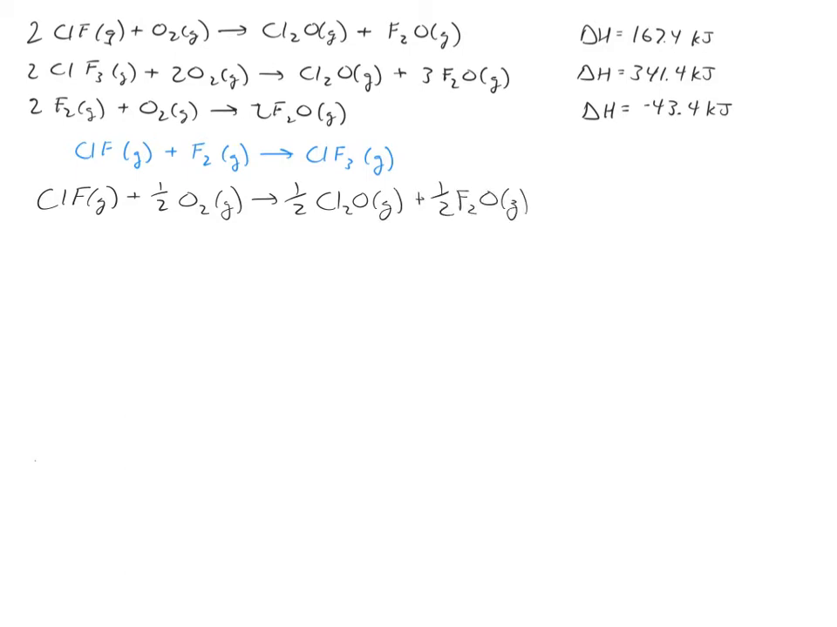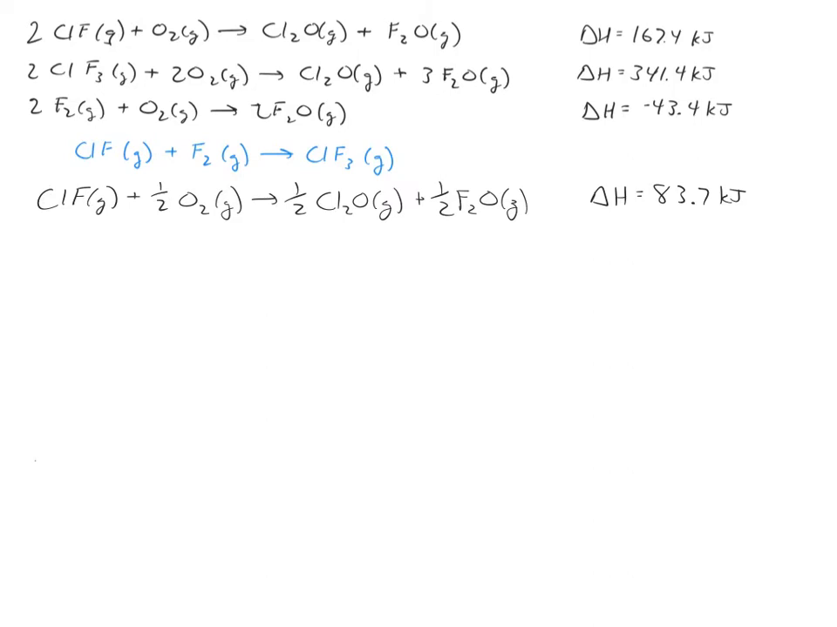Now, as we did in class, when you multiply or divide a reaction by a number, you divide or multiply the delta H by the same number. So here I divided by 2, so I've got to take the delta H, 167.4, and divide it by 2 also. And I get 83.7 kilojoules for that delta H.